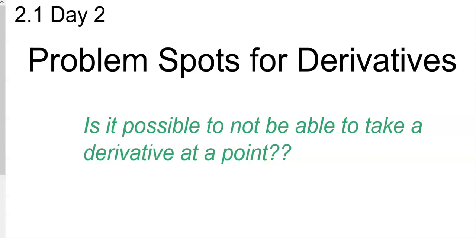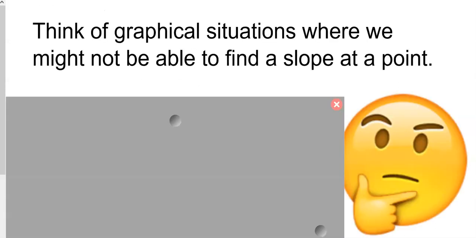Today we are going to talk about some problem spots for derivatives. So the question is, is it possible to not be able to take a derivative at a point? Okay, well, let's think about this just a little bit. Let's think about some graphical situations where we might not be able to find a slope at a point.